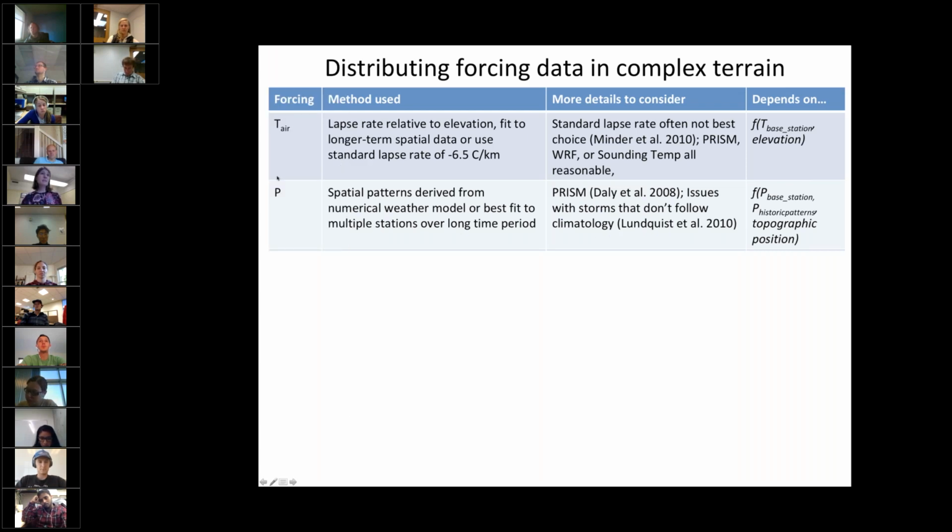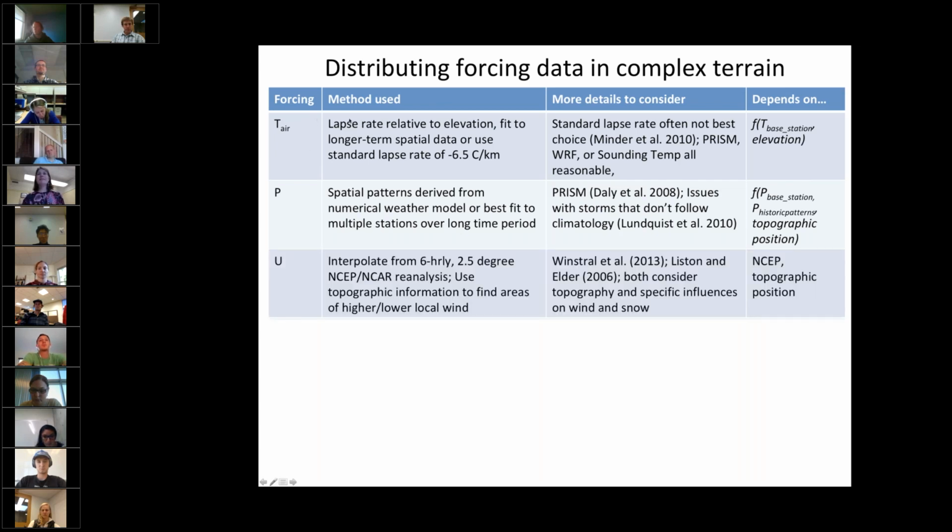Precipitation, you need some spatial patterns. Where does it fall the most? Using spatial patterns fit, again, interpolation to multiple stations. Precipitation doesn't usually follow a lapse rate with elevation, so it's not as simple as temperature. PRISM, which stands for Parameter Regression Infinite Slopes Model, thinks about slope and aspect and where you are relative to the coastline, and is pretty good. There are some issues with storms that don't follow the climatology. It's a climatology-based distribution method.